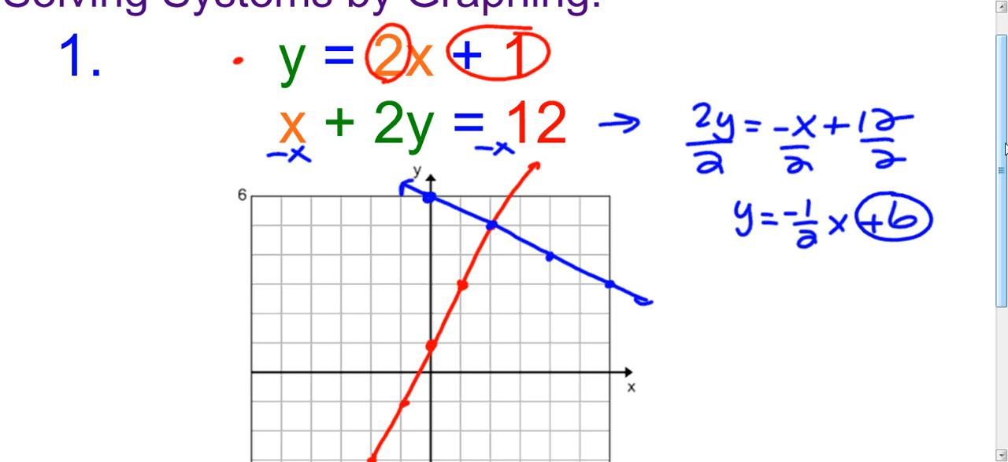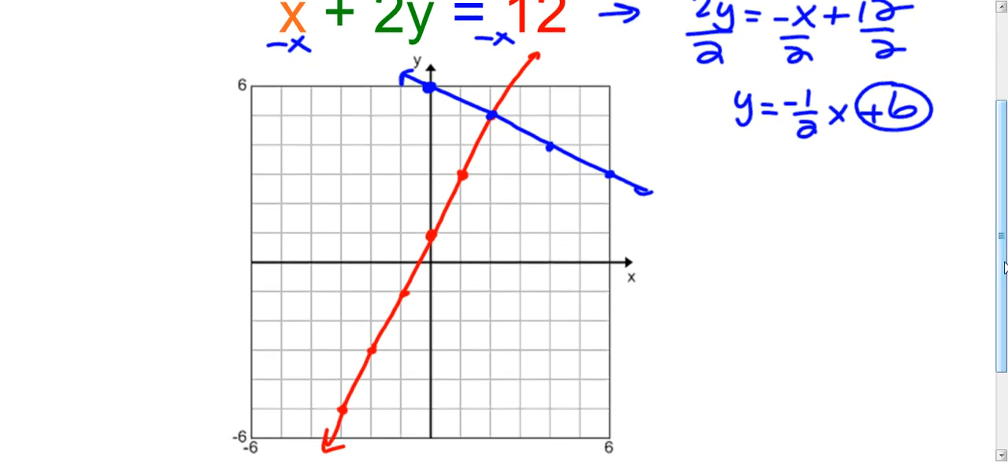And graphing does not always work perfectly because they don't always intersect at a perfect corner. In this case, they do, which is nice, but graphing is not always the best method because they don't always intersect at an exact integer, at a corner, okay? Here's my solution right here.